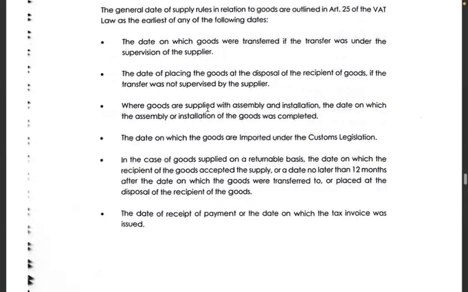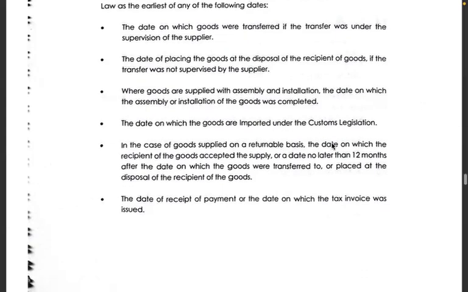Another criteria is goods are supplied with assembly and installation. So, for example, you buy an Almira from IKEA, and the IKEA guys come and install that in your home. The date on which the assembly or installation of the goods was completed, that would be the date of supply, or that date also is considered one of the criteria. So whichever is the earliest, that will be the date of supply. Another criteria would be the date on which the goods are imported under the customs legislation, the date of import of the goods.